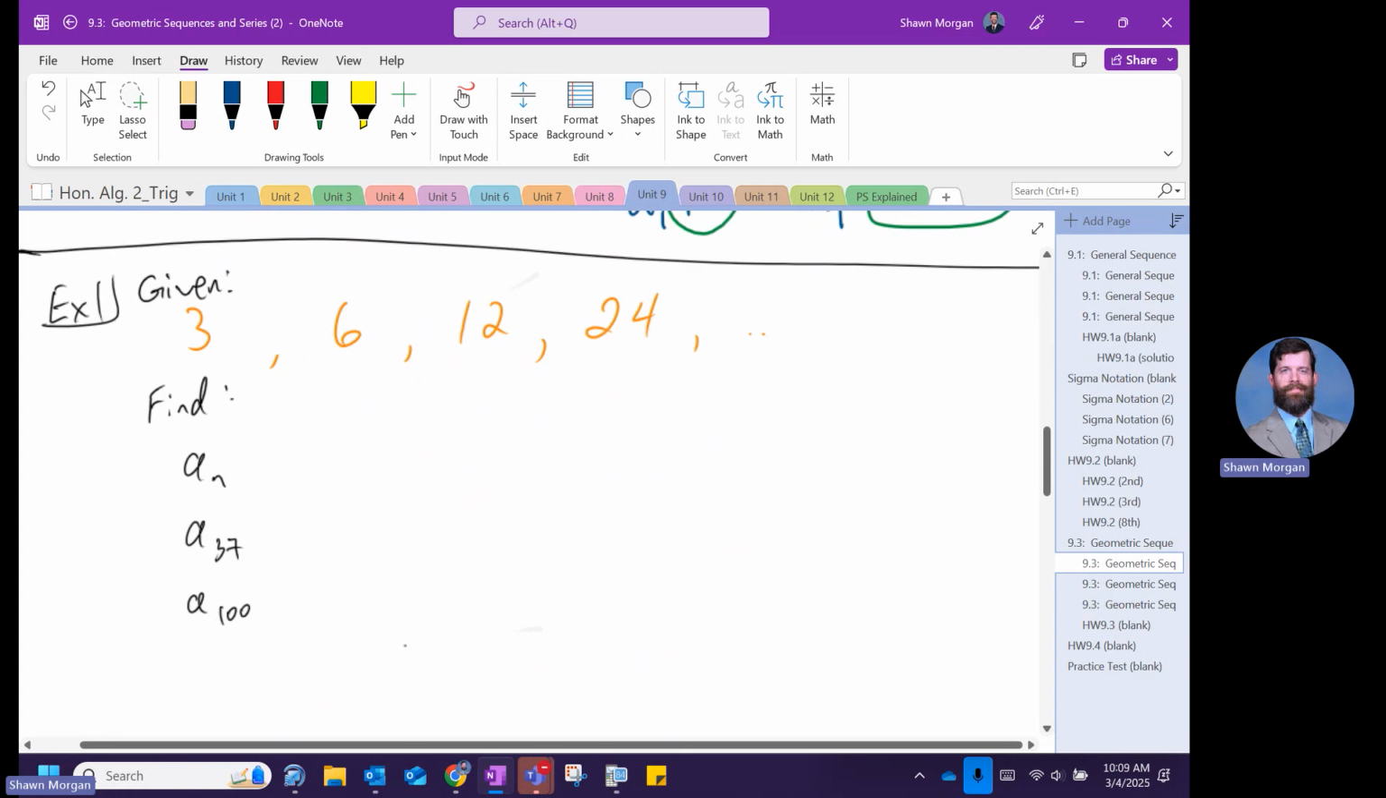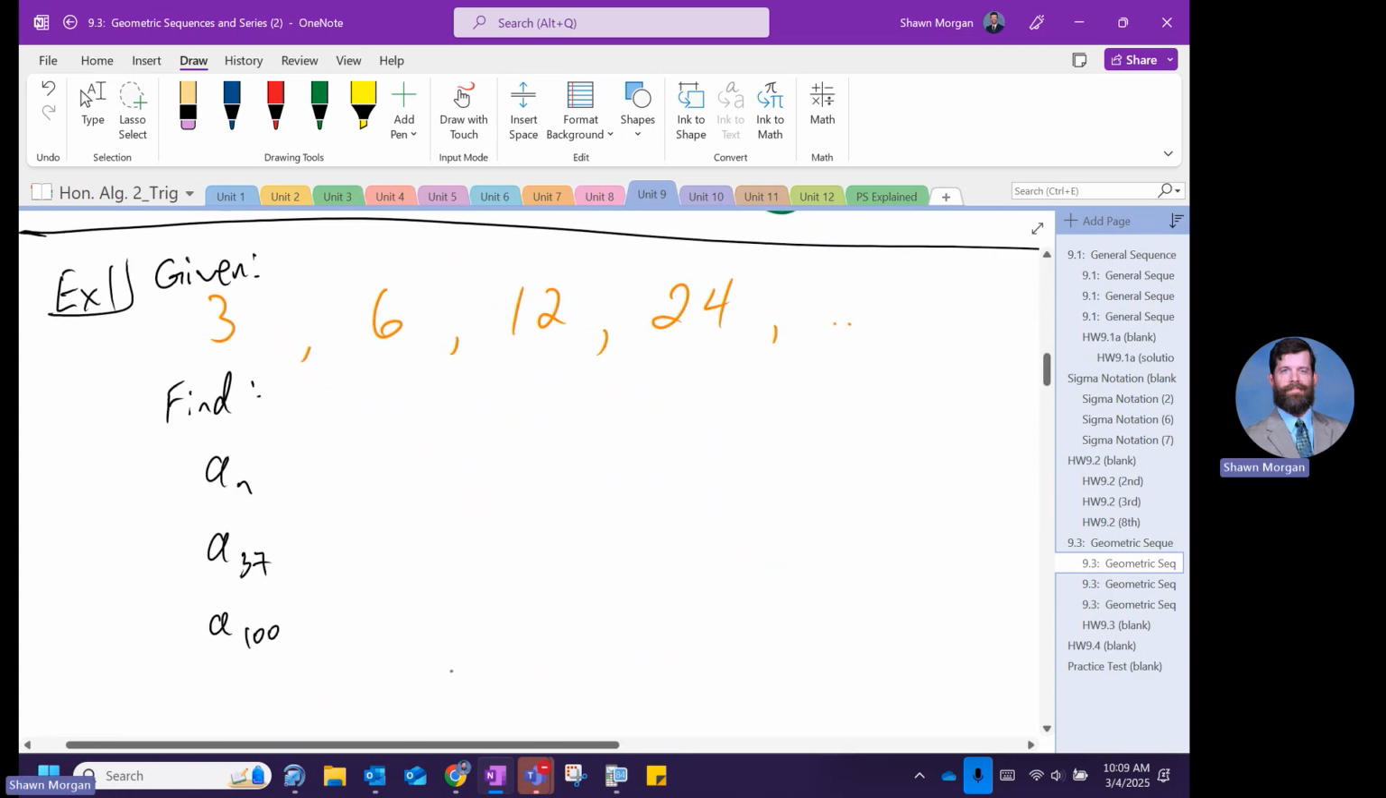All right, let's take a look at our example. So we're given this sequence. The numbers are in orange up there. There's 3, 6, 12, 24. Now, tell us why we know this one's not arithmetic. Why would this one not be considered arithmetic? Very good. Because it doesn't have a common difference. If it was arithmetic, we'd be going 3, 6, 9, 12, 15, 18, so on and so forth.